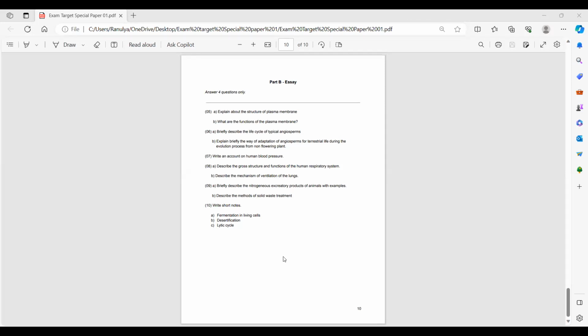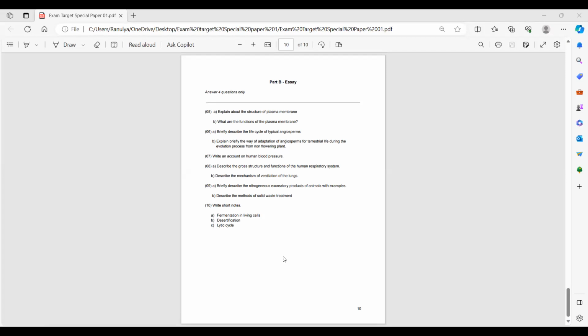Question number 6, part A. Briefly describe the life cycle of typical angiosperms. Right? A life cycle question can come this time. Now, typical angiosperm life cycle. You can draw the life cycle first, then it is easy for you to explain, right? Anyway, your essay should include these points.